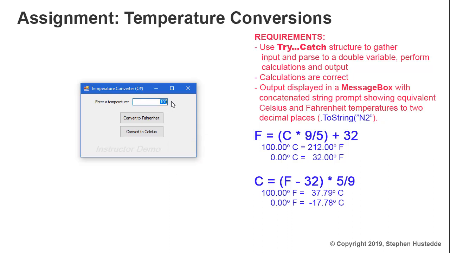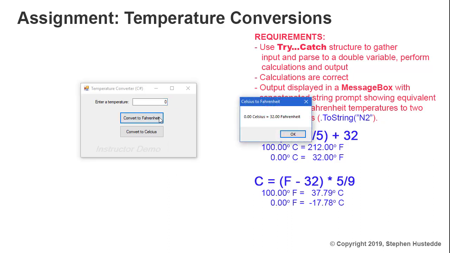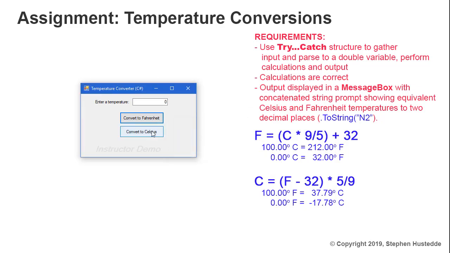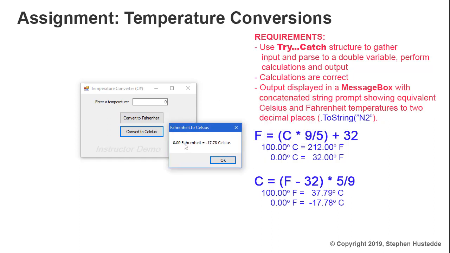If I make this a 0, then 0 degrees Celsius is the freezing point of water, 32 degrees Fahrenheit. And if I go the other way of 0 degrees Fahrenheit, that's a minus 17.78 Celsius. Notice that these are all being done to 2 decimal places for the output. And this, of course, is a concatenated string.